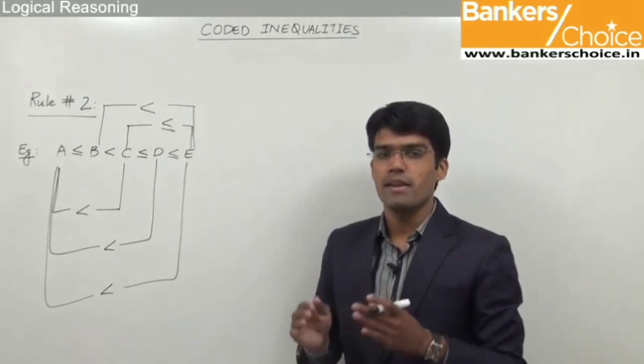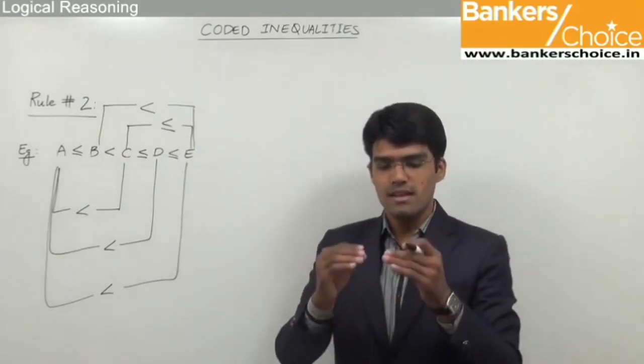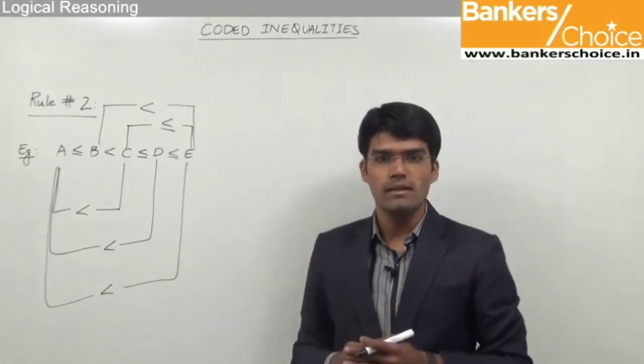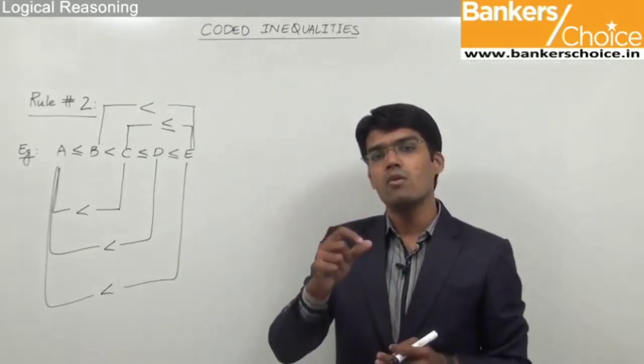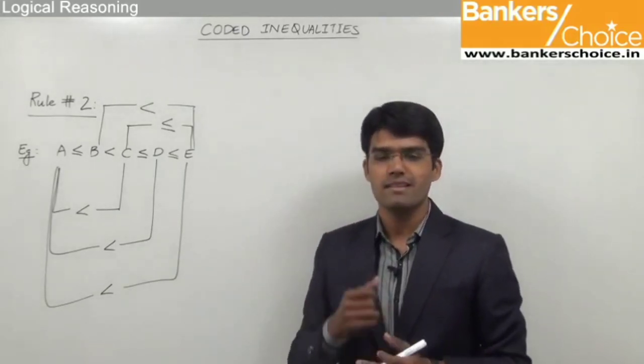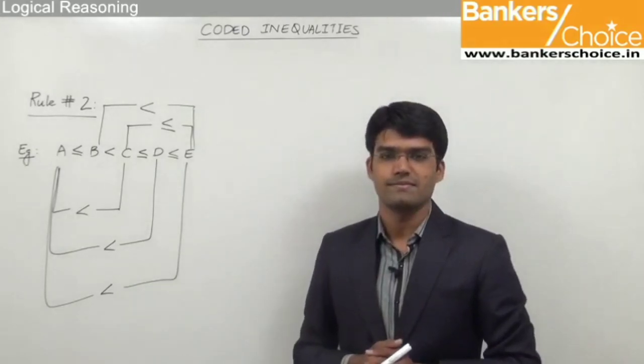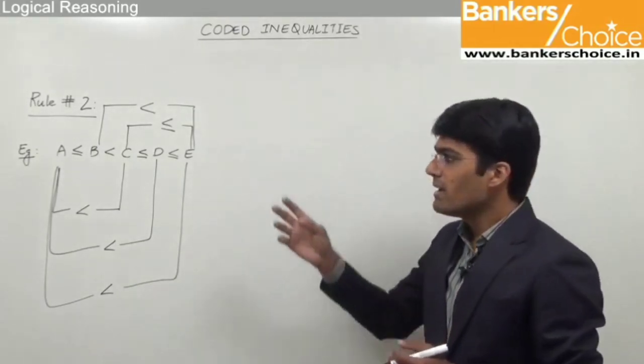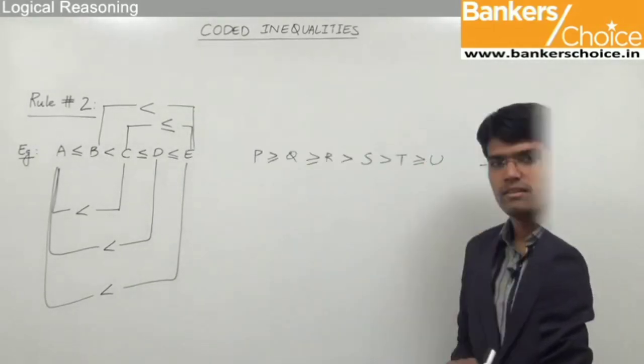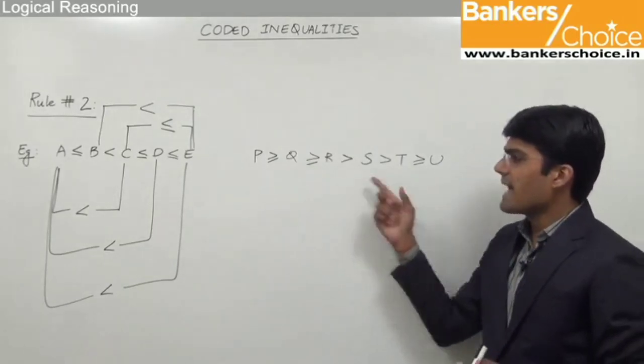The simple idea is, whenever you compare two distant variables, just see all the different inequalities present in between them and take out the minimum common part which exists in all the inequalities. Let us take another example based on the same rule. So the second example here is as shown.